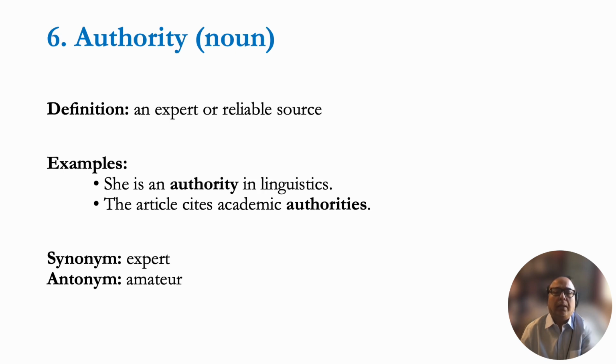Very good. The next word is authority, which is a noun. It means an expert or reliable source. Some examples are, she's an authority in linguistics. The article cites academic authorities. A synonym is expert, an antonym is amateur.